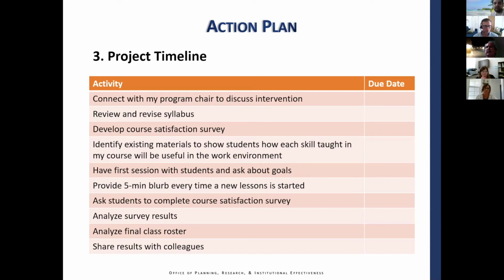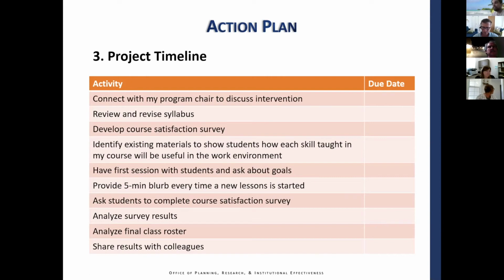Then I have first session with students and ask them about goals, so that I can tell people that are interested in getting a job, yes, I hear you, I'm gonna help you to get to that place. Then I'm gonna provide 5-minute blurbs every time that a new lesson starts. As I mentioned, I'm gonna tell them, we're gonna talk about this today, and this is how what I'm gonna show you is gonna be connected to a potential job.